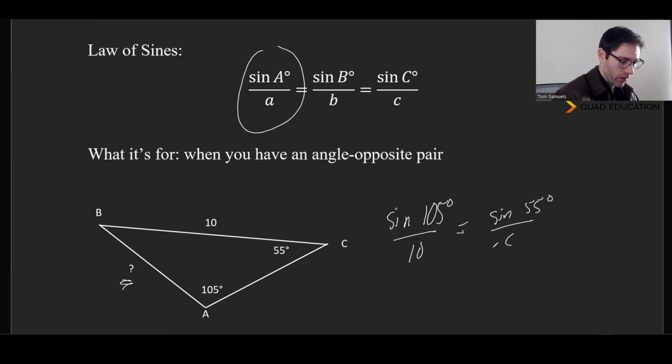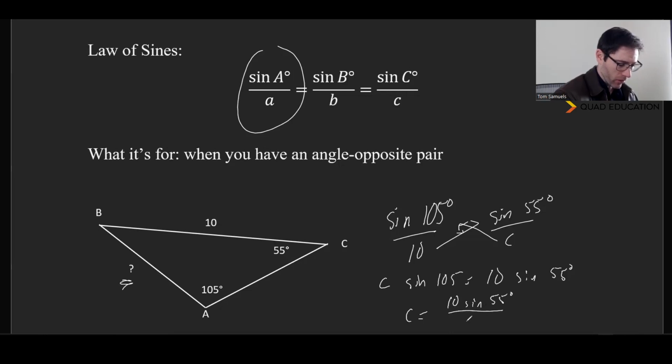And we can use a little bit of algebra here, cross multiplying, I think you call this these days. That's c sine 105 equals 10 sine 55 degrees, and then all we do is divide by sine 105. And so we have c equals 10 times the sine of 55 degrees over the sine of 105 degrees. And this sort of unresolved fraction, sine of 55 is some sort of ratio decimal like 0.5 or something like that.